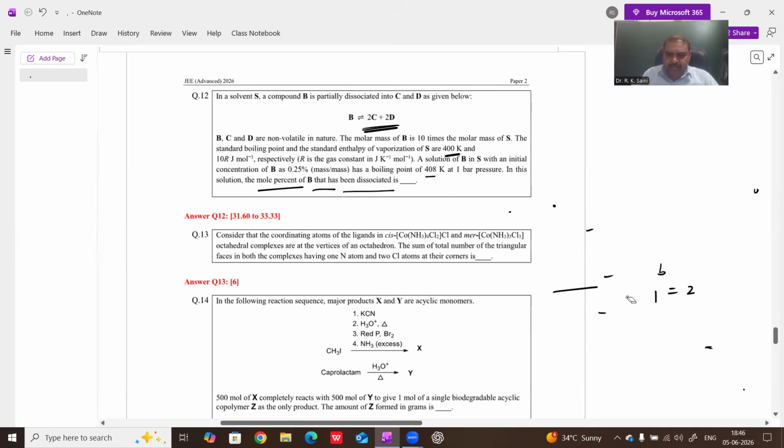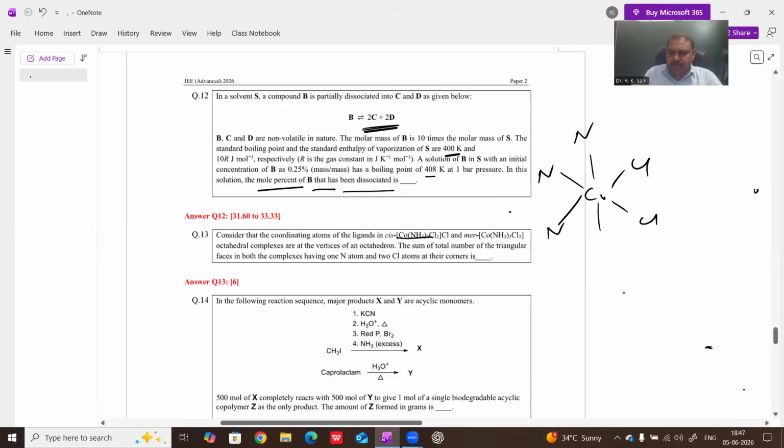Question 13 is taken from coordination chemistry, and one molecule. We write the cis configuration of this molecule. Cis means both Cl are adjacent to each other, and these are the ammonia ligand. We check triangle with N Cl N triangle. Therefore, only 2 triangle. This nitrogen is above the plane. Therefore, this trio above and this trio below of this. Therefore, 2 triangle of N Cl N there in this.